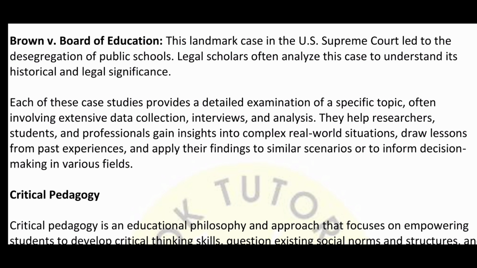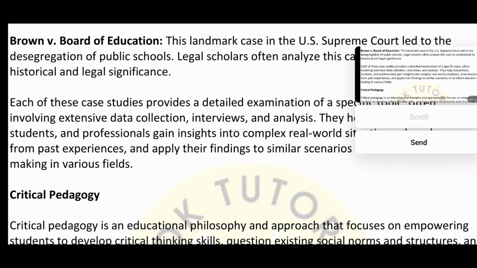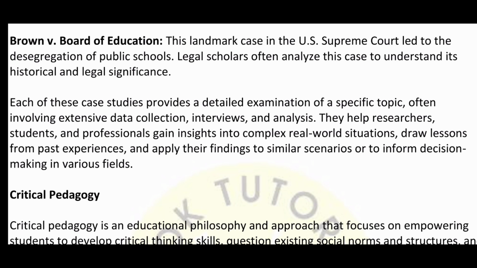So Brown versus Board of Education was a landmark case in the United States Supreme Court, which led to the desegregation, or detachment, of public schools. Legal scholars often, what do they do? They analyze this case. Why? So that they can understand its historical and legal importance.